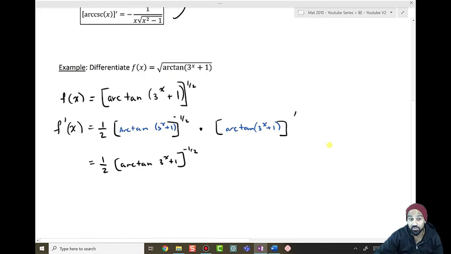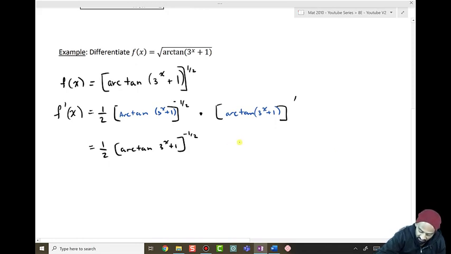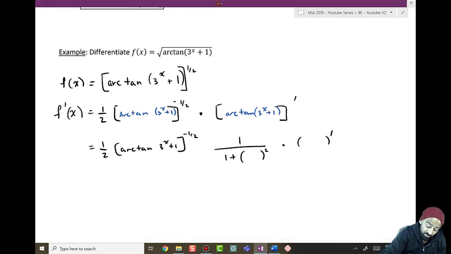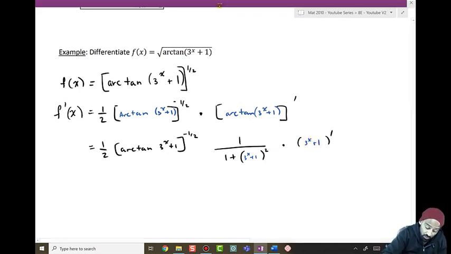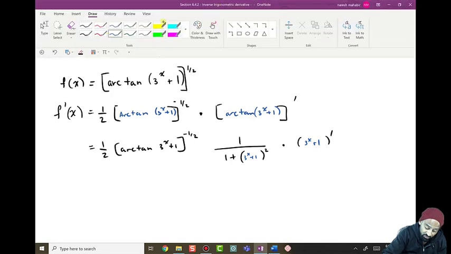It's actually a pretty famous one. You're going to use it quite often in Calc 2. It's one I would commit to memory. So here we go. This is going to be 1 over 1 plus blah squared, times the derivative of blah. Well, what's the blah? That's the 3 to the x part plus 1. Pretty simple. Okay, now let's nail through this one more time.